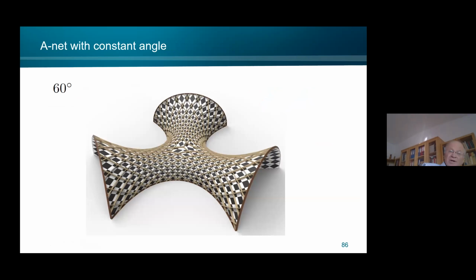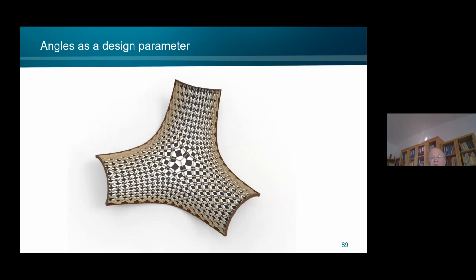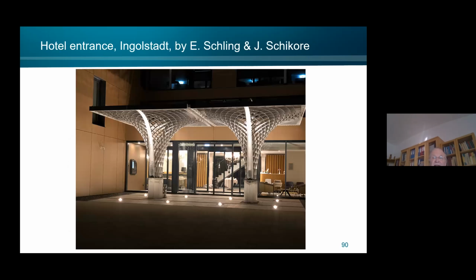Here with 60 degrees, so completely straightforward, just makes the diagonals equal to 60 degrees. We get a surface with a constant negative ratio of principal curvatures. Here as a grid shell. We can use these angles as a design parameter. So for the same combinatorics, different designs. Actually, such a design was already used in reality for the entrance of a hotel in Ingolstadt in Germany. This is the work by Eike Schling and Jonas Schikore.